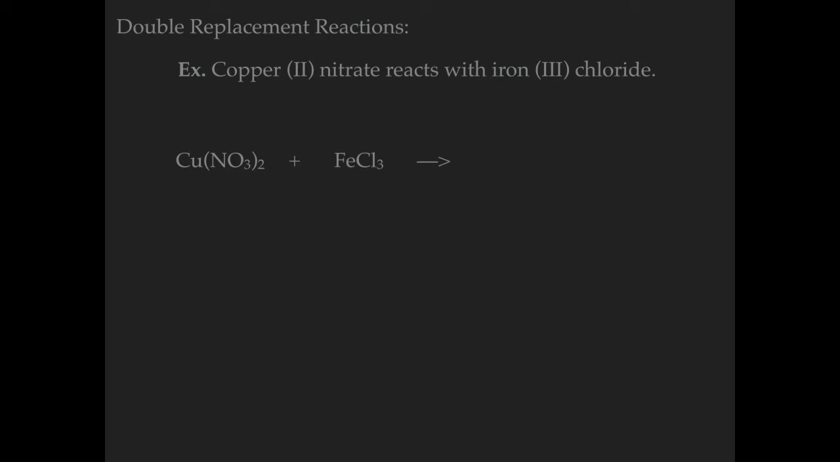So I'm going to cross copper with chlorine. Copper's charge is +2. Chlorine is -1, so I would get CuCl2. And my other product is going to be iron and nitrate. Now, iron's charge is +3. Nitrate is -1, so I get Fe(NO3)3.